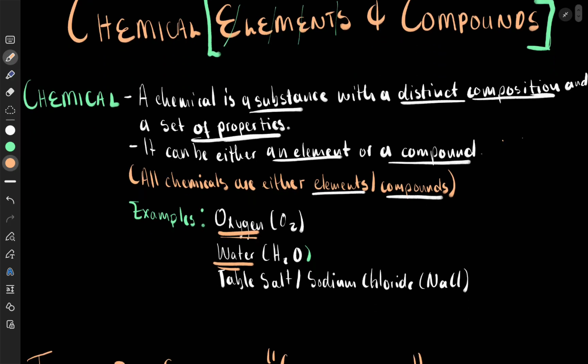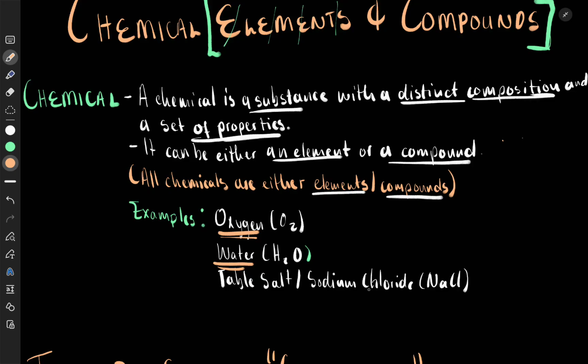We go to water. Water is a chemical because it's a compound. What makes it a compound is that it has two different types of atoms in it, because a compound will have at least two different types of atoms in it. It has hydrogen atoms and oxygen atoms. So it's a compound, and that makes it a chemical as well. So chemicals are either compounds or elements.